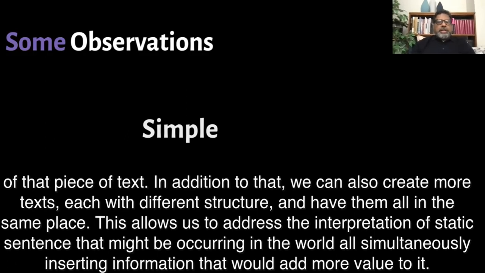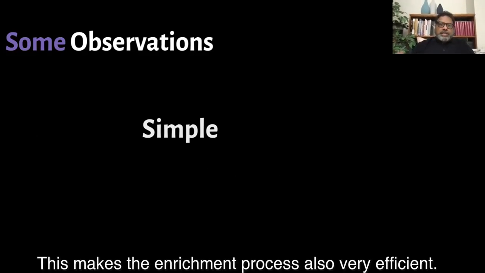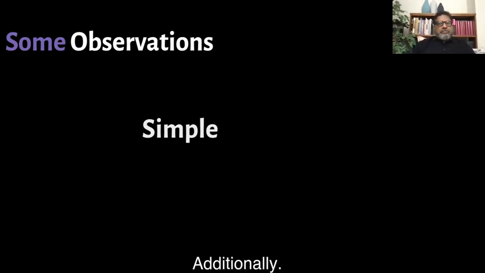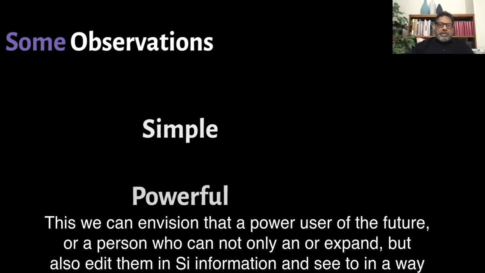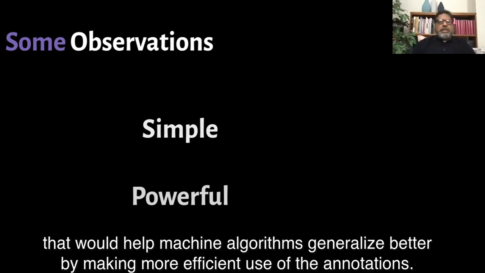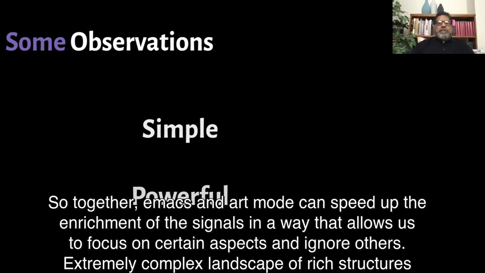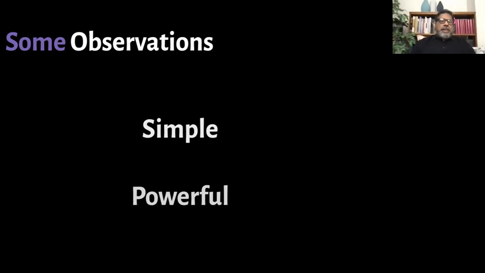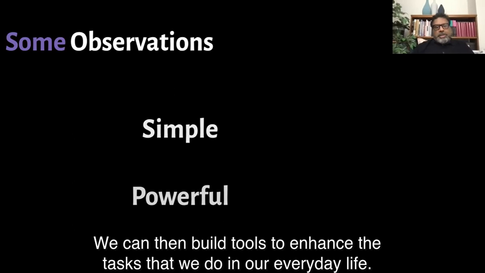This allows us to address the interpretation of static sentences that might be occurring in the world, while simultaneously inserting information that would add more value to it. This makes the enrichment process also very efficient. Additionally, we can envision that a power user of the future or present can not only annotate spans, but also edit the information in situ in a way that could help machine algorithms generalize better by making more efficient use of the annotations. So together, Emacs and Arg mode can speed up the enrichment of the signals in a way that allows us to focus on certain aspects and ignore others. An extremely complex landscape of rich structures can be captured consistently in a fashion that allows computers to understand language. We can then build tools to enhance the tasks that we do in our everyday life.